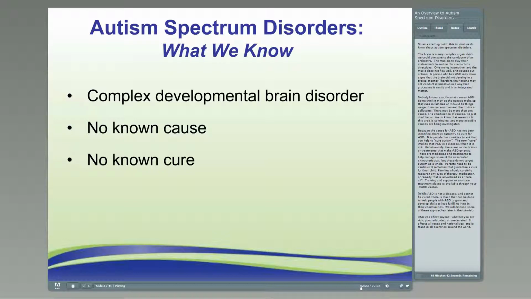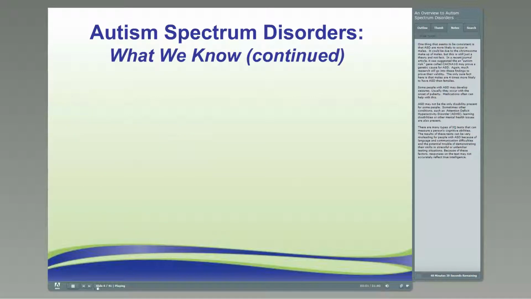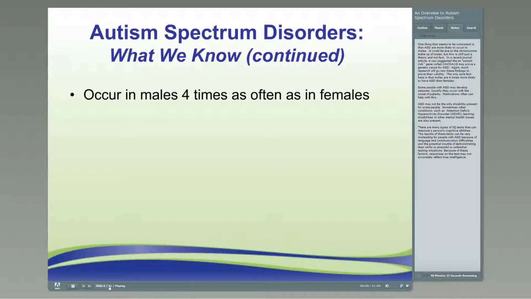Autism spectrum disorder can affect anyone, whether they are rich or poor, educated or uneducated. It affects all races and nationalities and is found in all countries around the world. One thing that seems to be consistent is that autism spectrum disorders are more likely to occur in males. It could be related to the chromosomal structures of males, but this is still just a theory and not a fact.